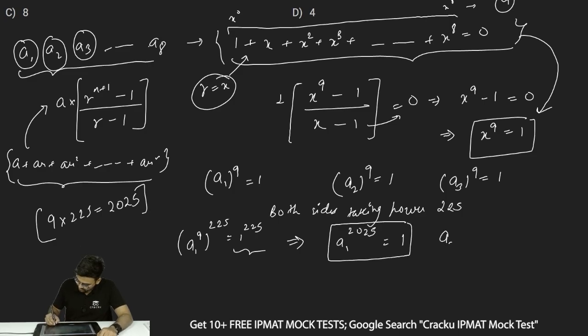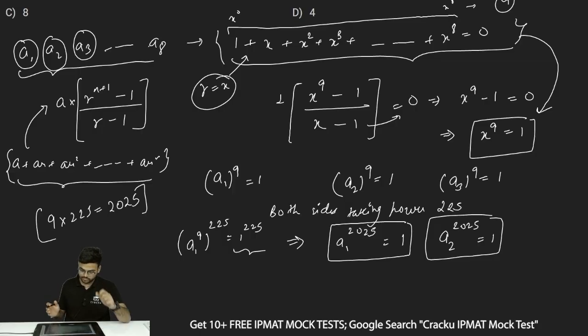Similarly, a2 to the power 2025 will also be 1, for similar reasons: a2 to the power 9 is 1, so if I take both sides power of 225, a2 to the power 2025 will be 1. Similarly, a3 to the power 2025 will be 1. And this pattern will follow for all the roots up till a8. So a4 to the power 2025 will be 1 only, and a5 to the power 2025 will be 1 only.